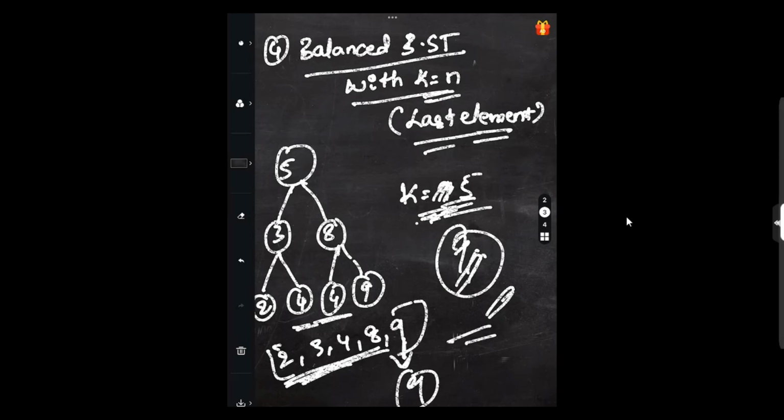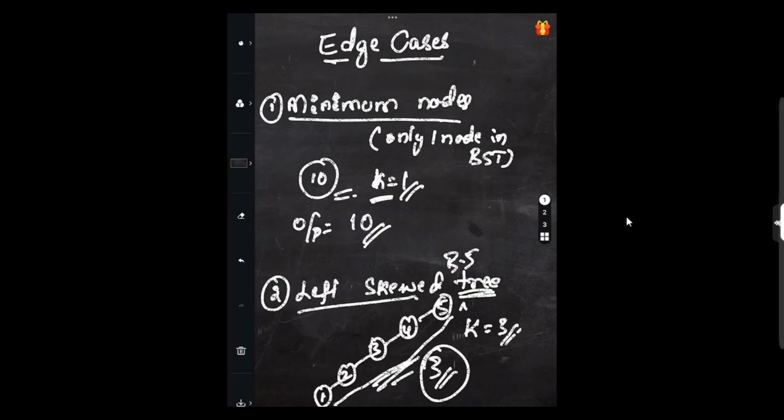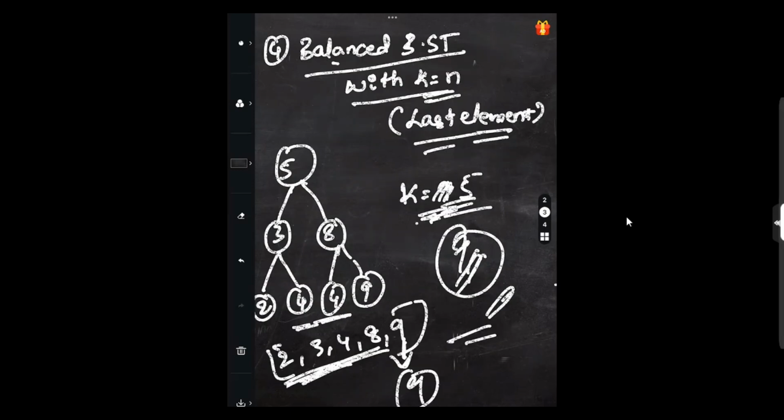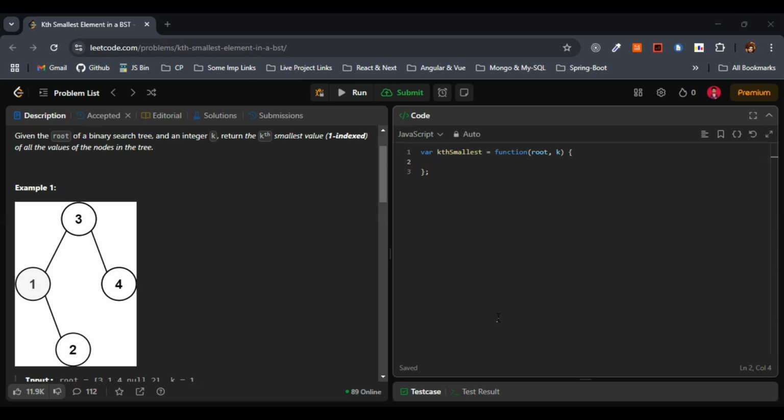This is fine. What are all the edge cases that we have discussed now? The first edge case was for the minimum nodes. The second edge case was for the left skewed tree. The third edge case was for the right skewed tree. And the final one was for the balanced binary search tree with k equals n, the last element. I hope all the edge cases are clear here. So next, let's start writing the code.